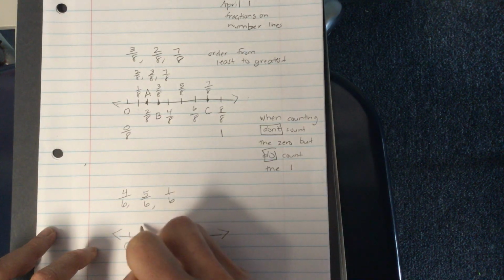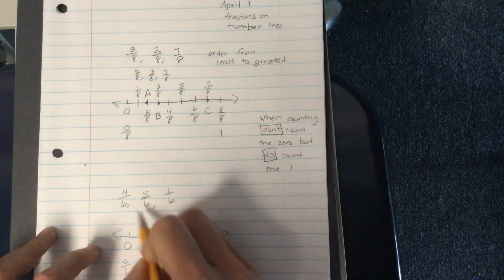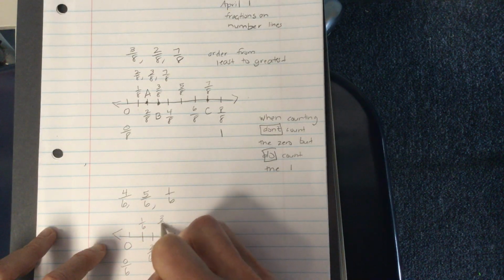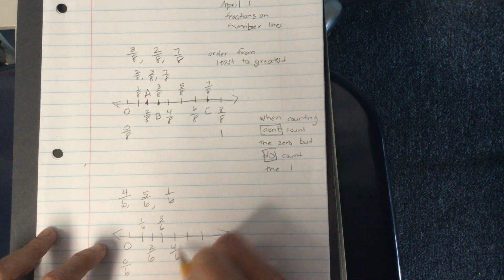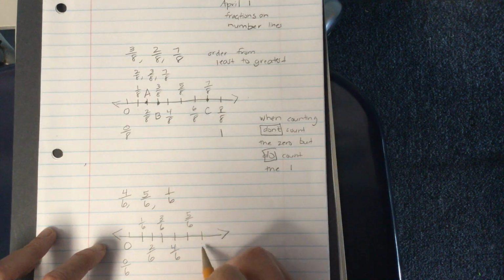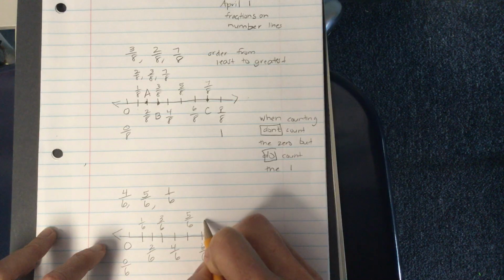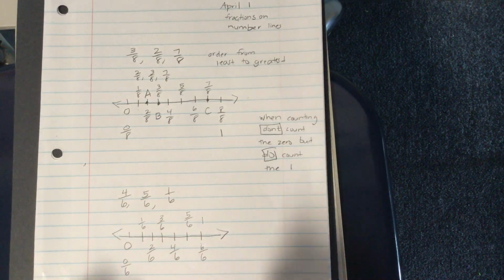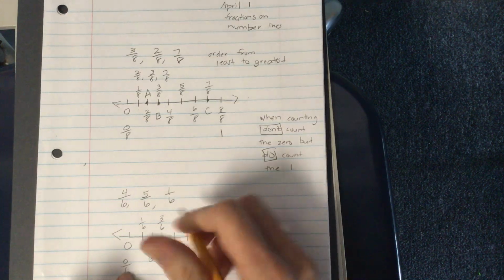So this would be 0/6, 1/6, 2/6, 3/6, 4/6, 5/6, and 6/6 is the same as the number 1. Now we can easily order them on the number line.